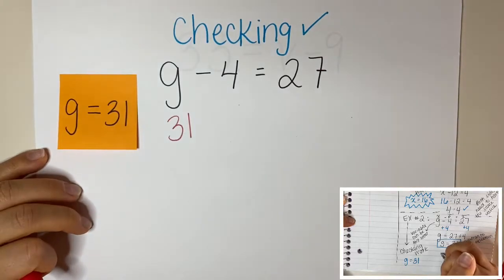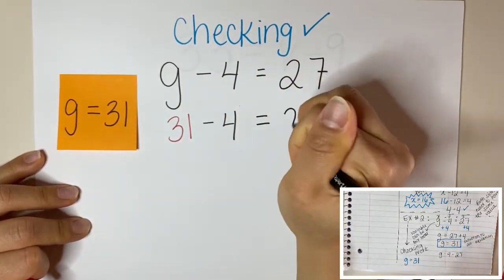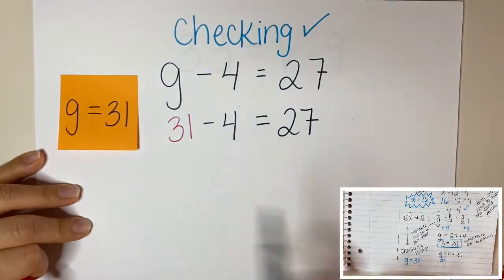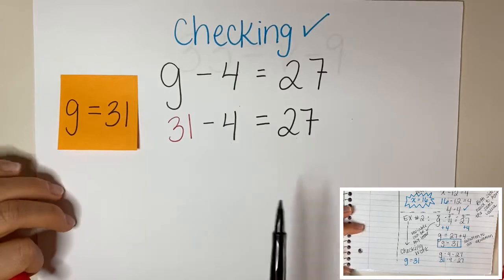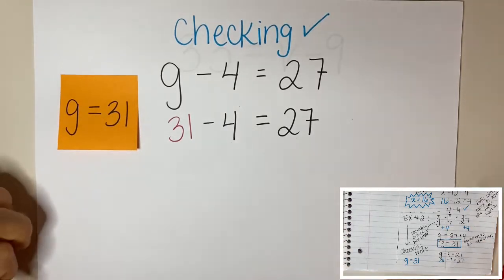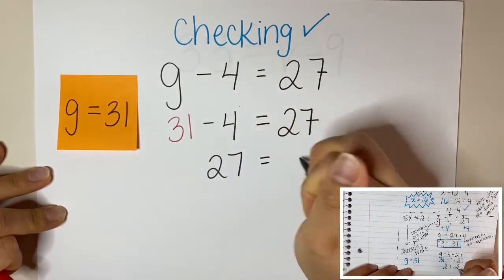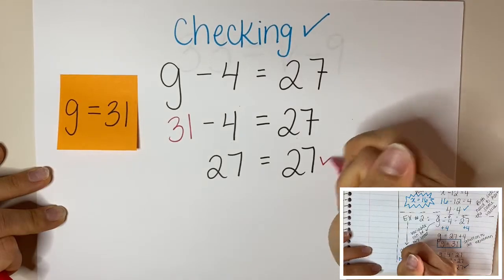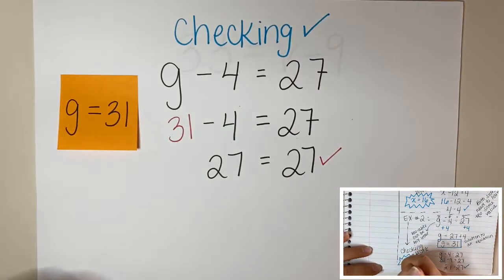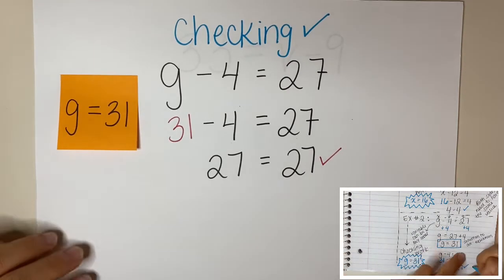31 minus 4 equals 27. I will know if this is a solution to my equation if both sides have the same value. 31 minus 4, 27. So I see that both sides have the same value. That means g is equal to 31 is the solution to our equation. We have one more problem. Let's go ahead and take a look.